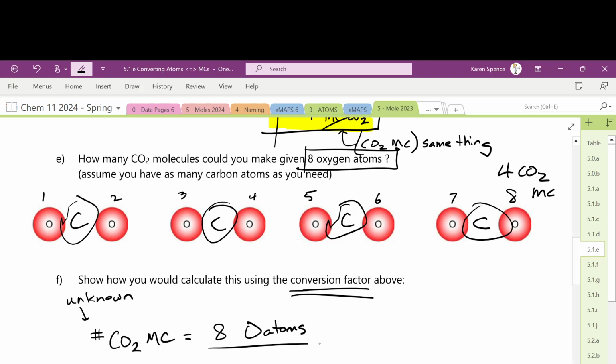I think it's cute, but now we need to multiply by a conversion factor. What should go on the bottom of our conversion factor? O atoms. And what should go on the top?